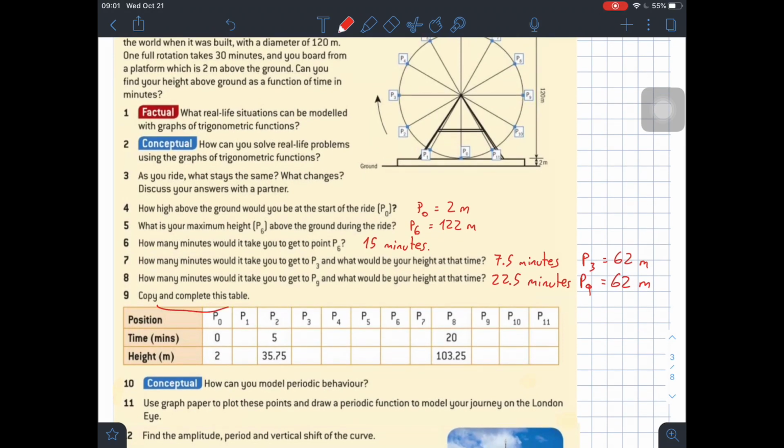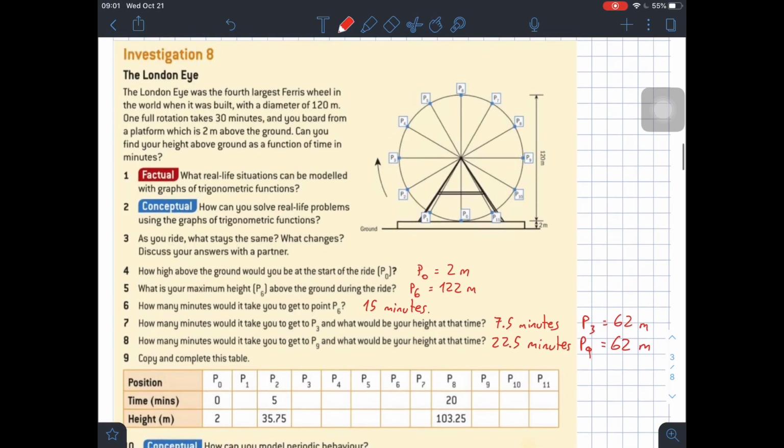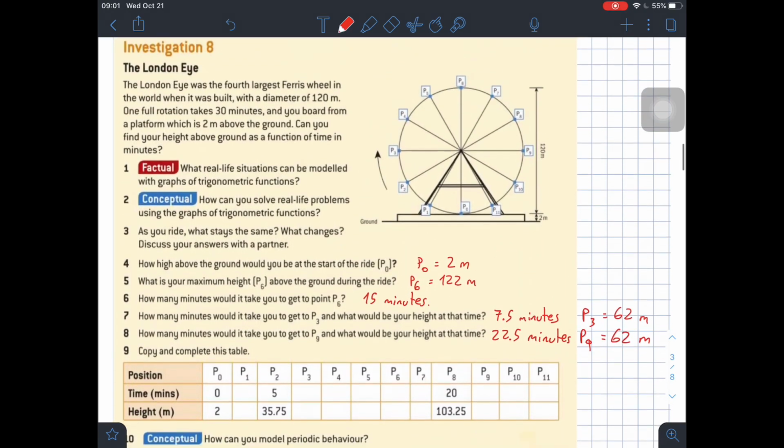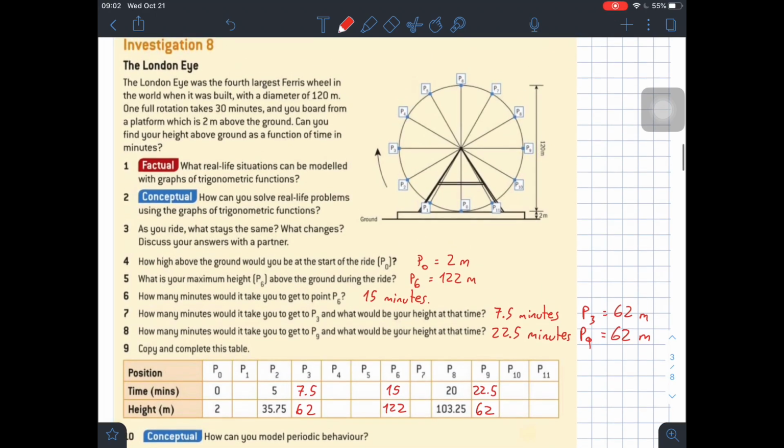Then it says, copy and complete this table. Okay, so let's do this. We already know P3. P3 occurs at time 7.5, and the height is 62. We also know P6. We know it's 122 meters, and the time would be 15 minutes. And we also know P9, right? 62 meters in height and 22.5 minutes in time. And that's everything we know up to now, right?